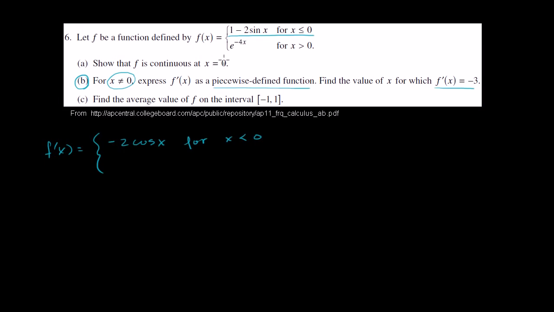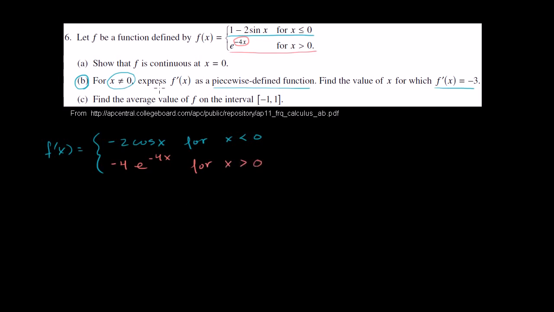And then for x greater than 0, I'll do this in another color, I'll do it in orange. We have this case right over here, and we'll just do the chain rule. The derivative of negative 4x with respect to x is negative 4. And the derivative of e to the negative 4x with respect to negative 4x is just e to the negative 4x. Sometimes you can say this is the derivative of the inside times the derivative of the outside with respect to the inside. So either way, it's negative 4 e to the negative 4x for x greater than 0.